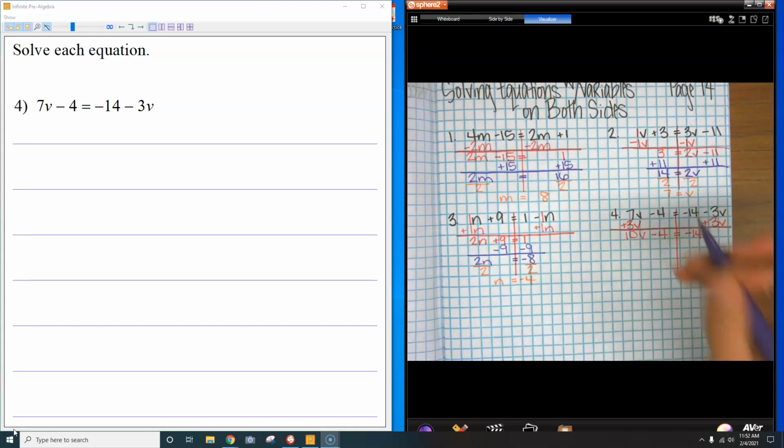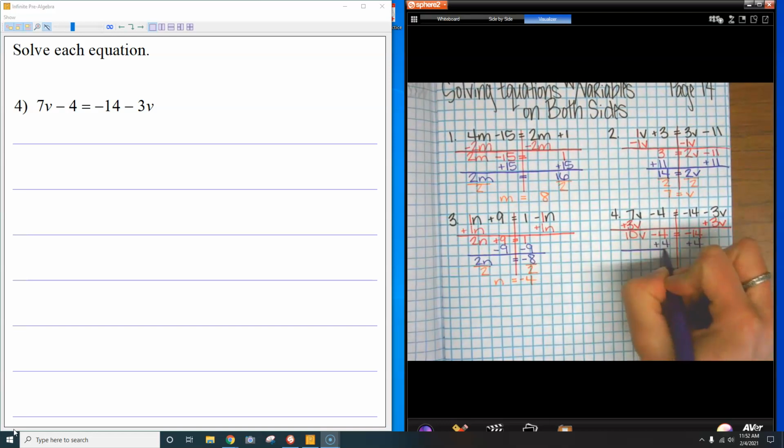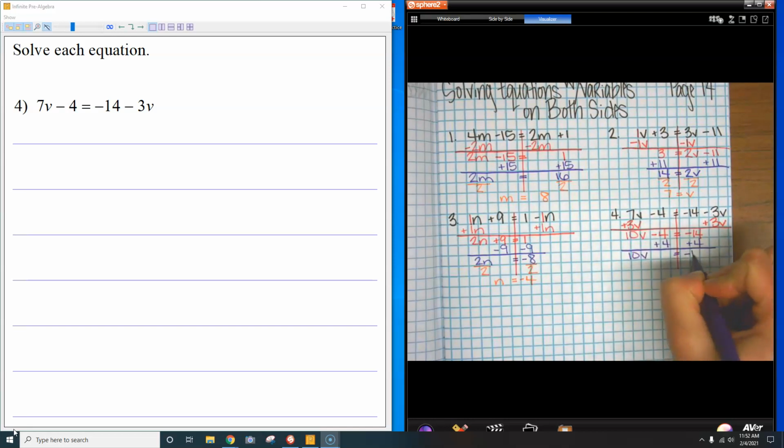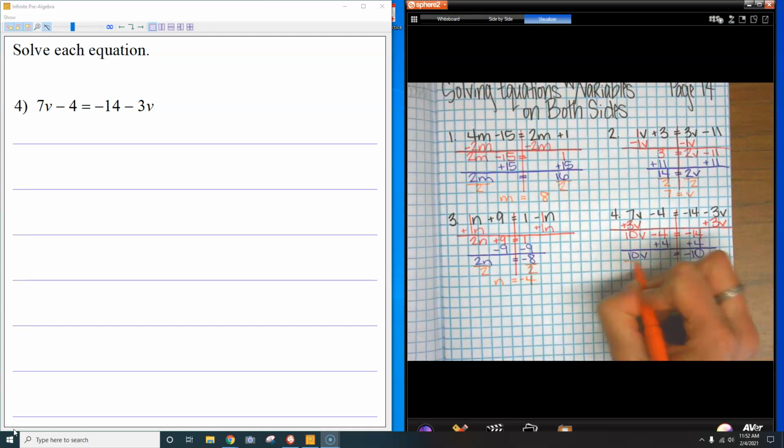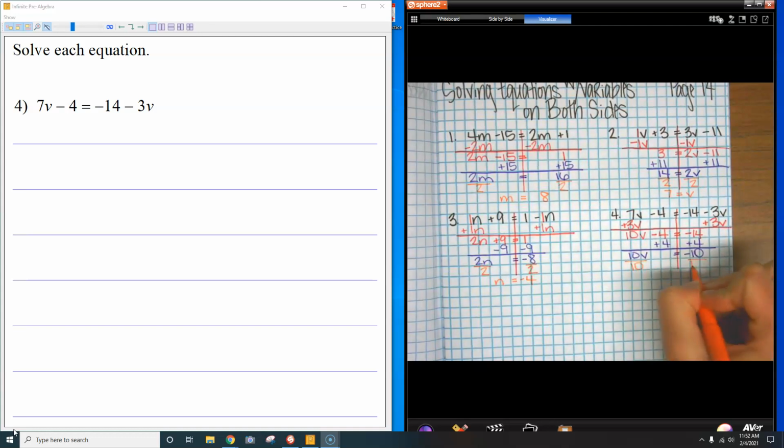Okay, so from here, I'm going to add 4 to both sides. And I get 10b equals negative 10, because negative 14 plus 4 is negative 10. And I divide by 10 on both sides, and I get b equals negative 1. If you need to pause the video, go ahead and pause the video to get that recorded in your notebook.